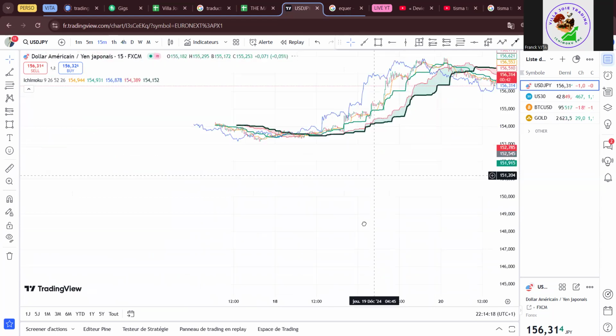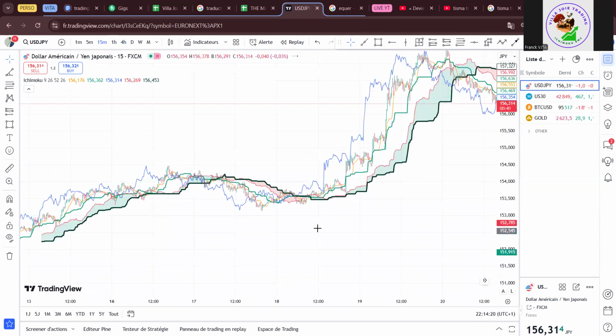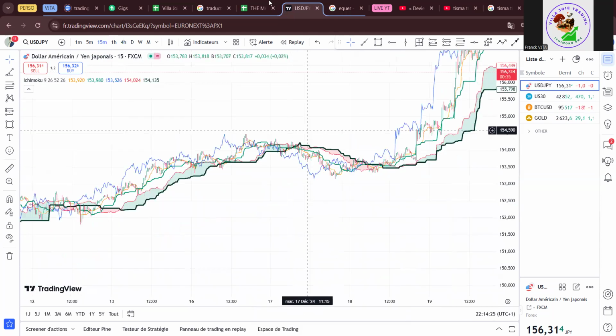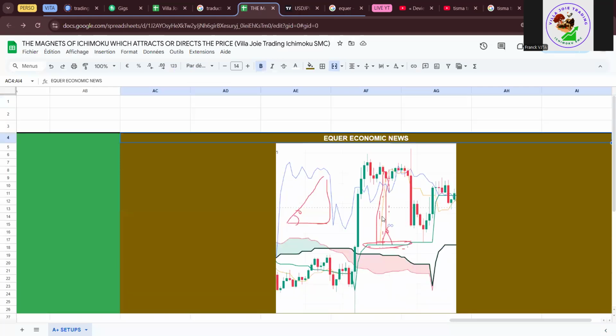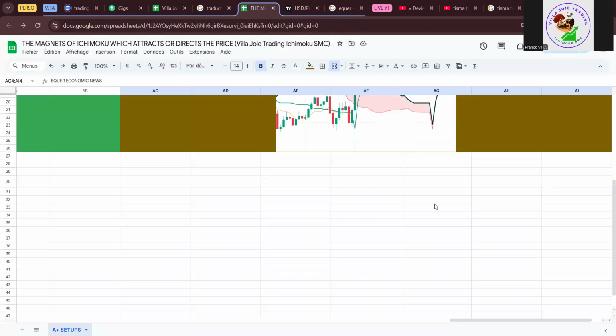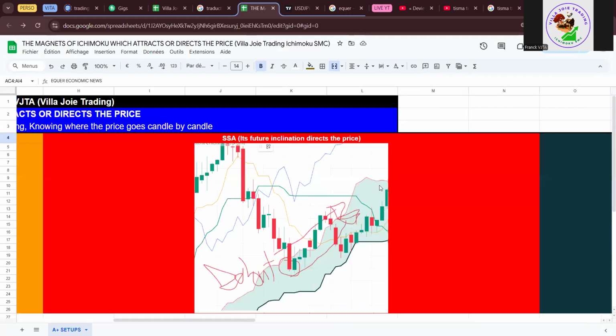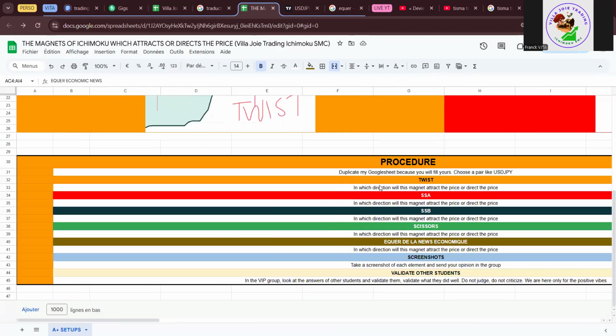Ichimoku is also a magnet. It is a system that magnetizes the price. So that's how you read this, and you can know the direction. You know that for this EK, there's something that blocks in the higher time frame, so you need to be aware of it. After that, you just need to do the procedure.